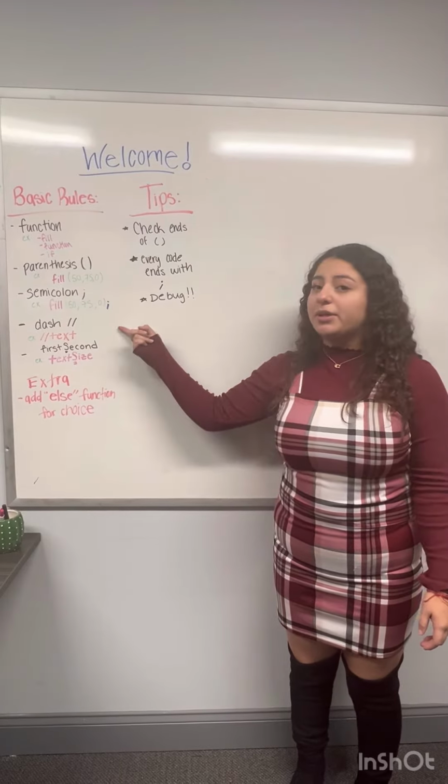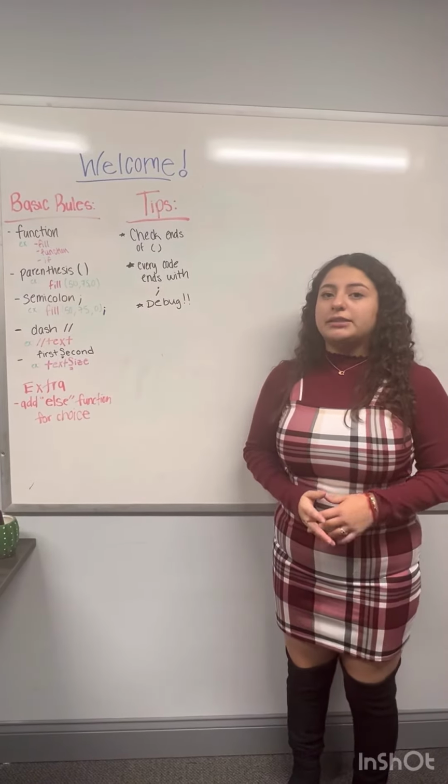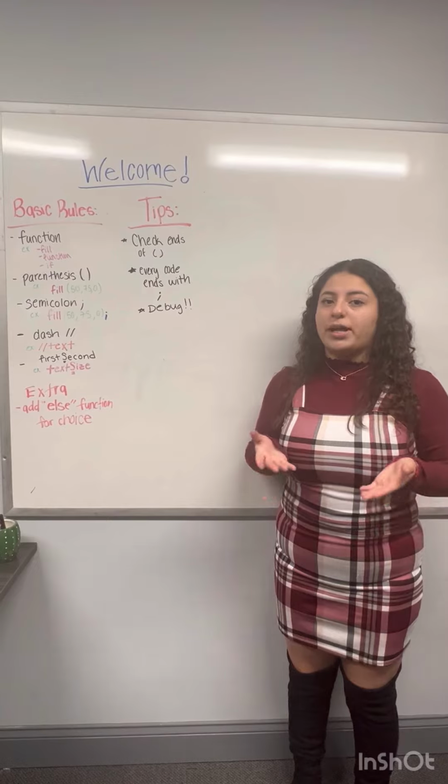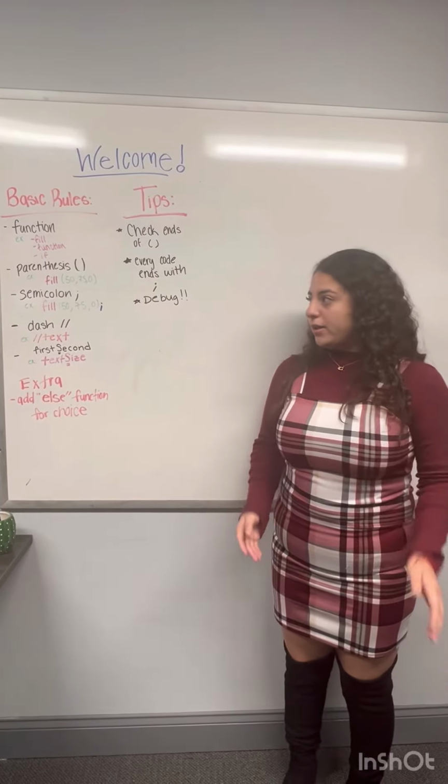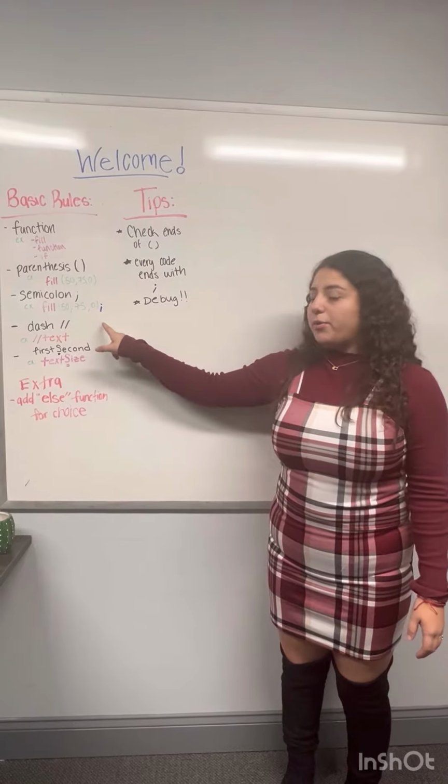Next is going to be a semicolon. This is really important as the end of the code is going to make it do what it has to do. Without it, it's going to appear as an error and not make it work. And this is an example of how it would be shown.